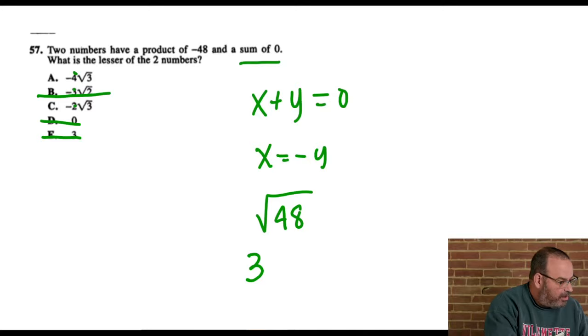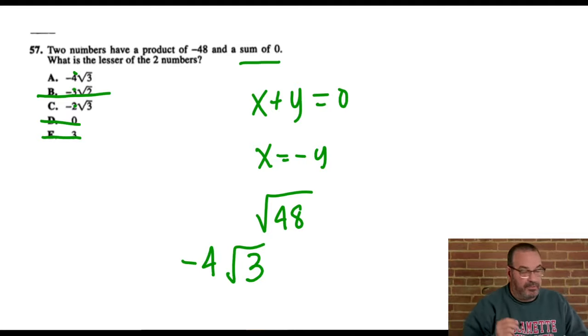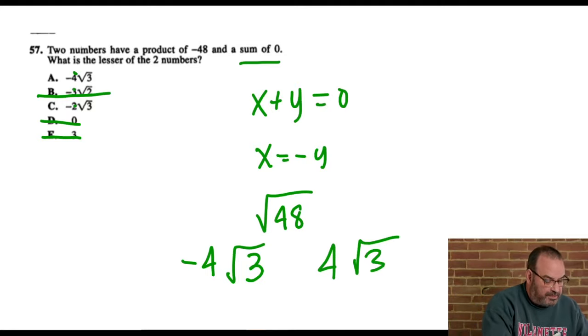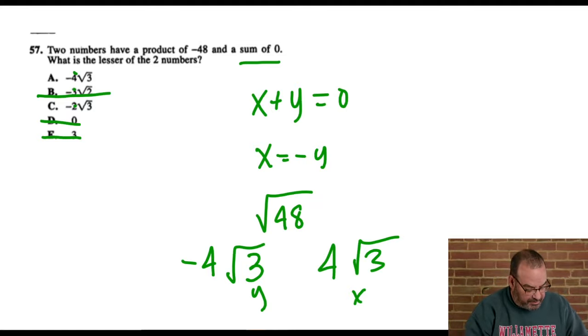3, yeah, times the square root of 4. 4 times, yep. The lesser number is negative 4 root 3. The greater number is 4 root 3 positive. This is y, this is x. If we multiplied them together, let's do quantity 4 times the square root of 3 quantity squared. Enter, 48. There we go.